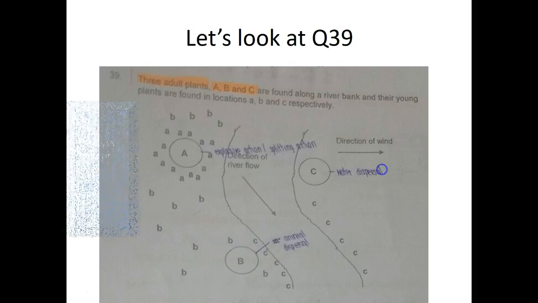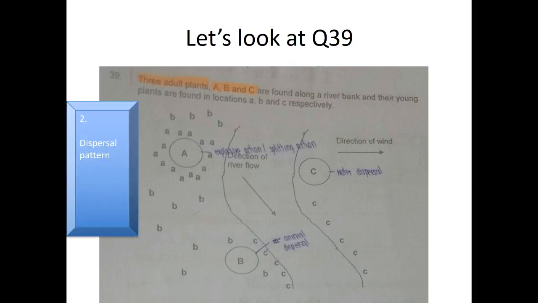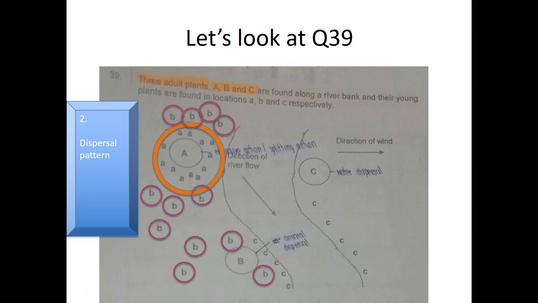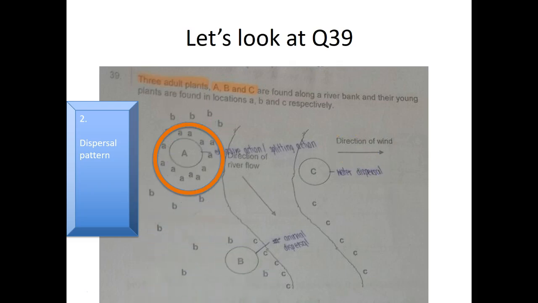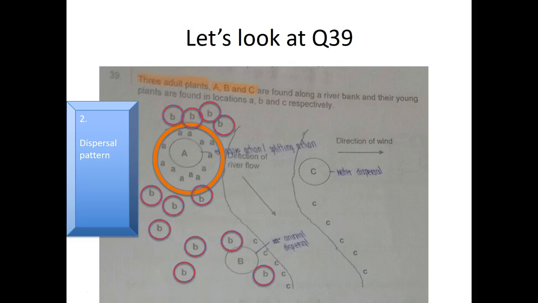Second thing, you look at the dispersal pattern. Look at where the young plants are located. For plant A, it's all around the parent plant A. So that will suggest to you that the seeds of plant A are dispersed by explosive action. You look at the seeds of plant B, notice all over the place. Now this means that it could be two reasons. It could be by wind or by animals. But which one? We will not know yet until we look at the third point.